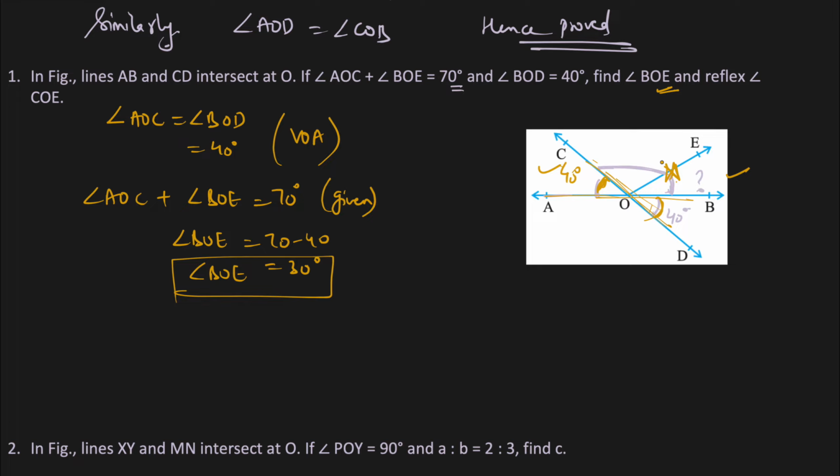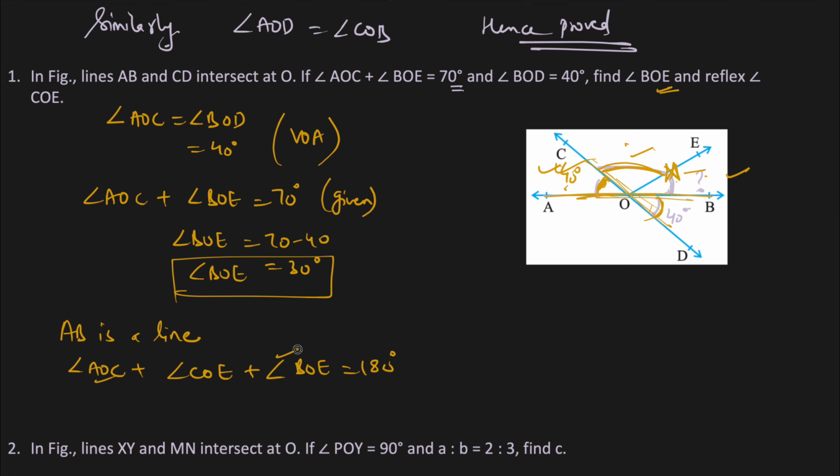Now to find the reflex of COE, we need COE. Now AB is a line. So this plus this plus this, the sum of these three angles, they are on a straight line. So I'll write that AB is a straight line, so angle AOC plus angle COE plus angle BOE is 180 degrees. This is the sum of all angles on a straight line, right?